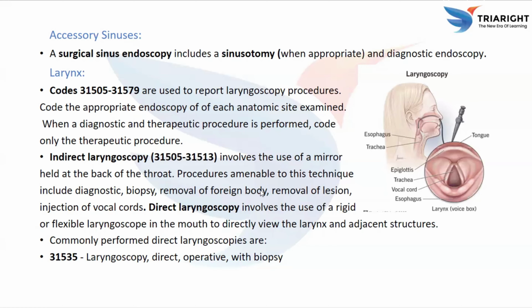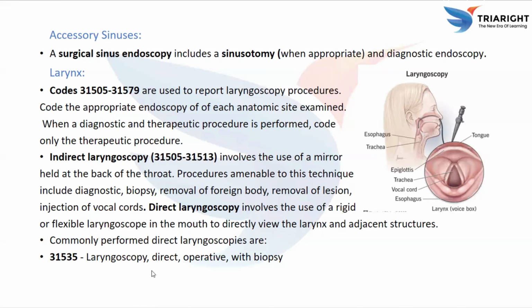Next procedure is direct laryngoscopy. So what is a direct laryngoscopy? It uses a rigid or flexible laryngoscope inserted through the mouth. It allows direct visualization of the larynx, vocal cords and adjacent structures. This is usually done in the operating room under general anesthesia. And here are common direct laryngoscopy codes.